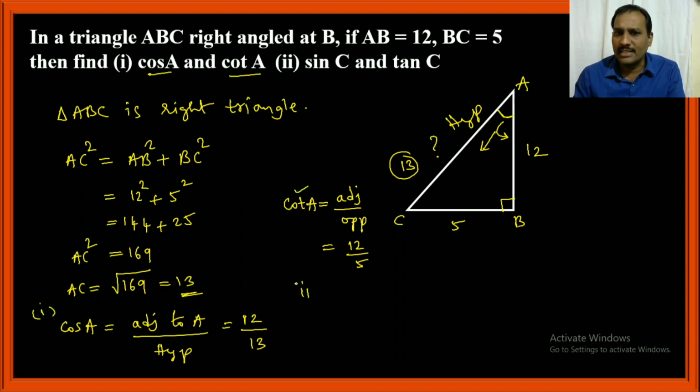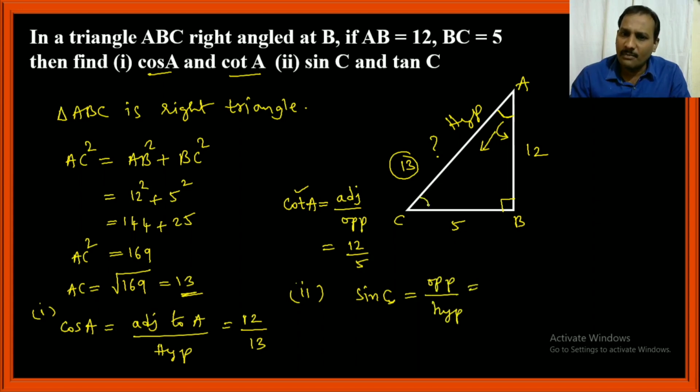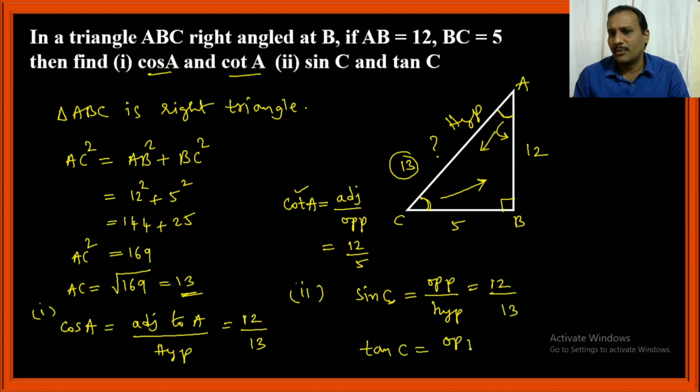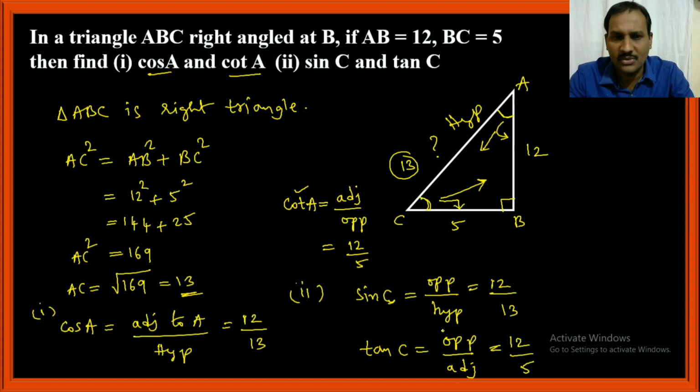Then we'll go with the second problem, that is sin C. Now we are taking the trigonometric ratio with respect to C. So sin C is defined as opposite side to C by hypotenuse. What is the opposite to C? That is AB. That is equal to 12 by hypotenuse is 13. Then tan C. Tan C is defined as opposite side by adjacent side. So the opposite side is 12. And what is the adjacent side to C? That is 5. 12 by 5. So that is the answer for this question.